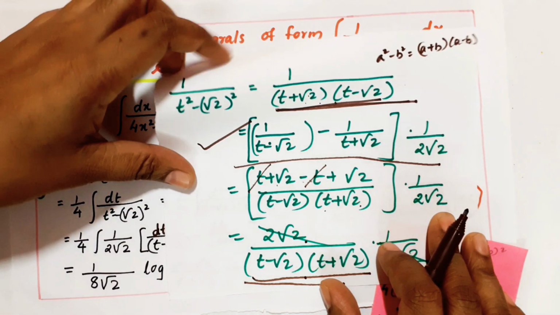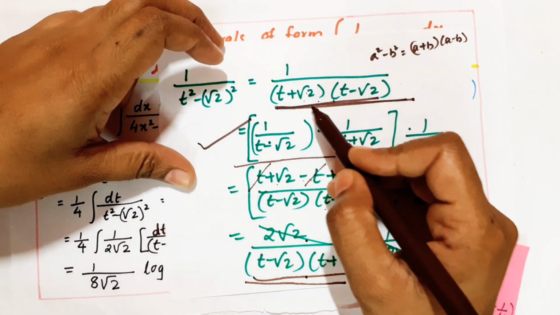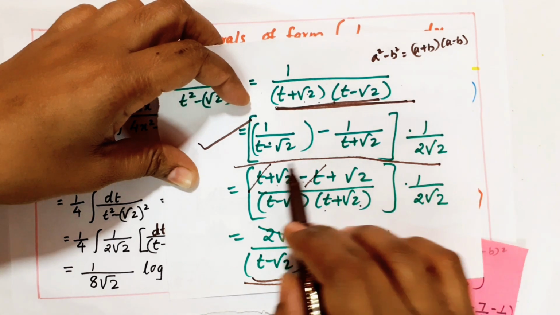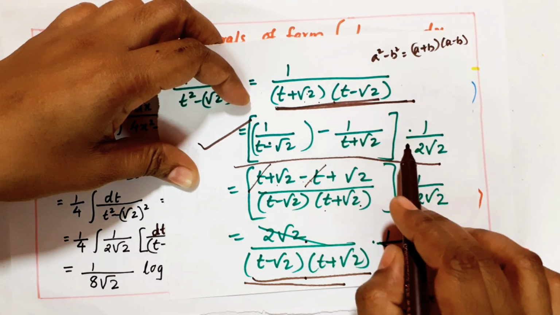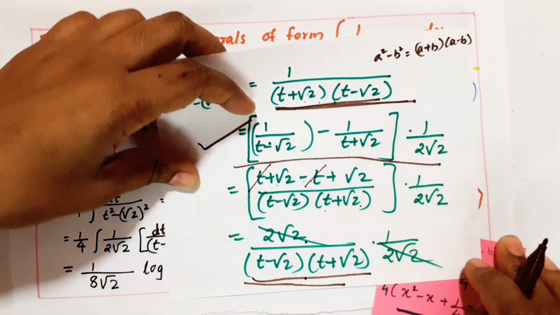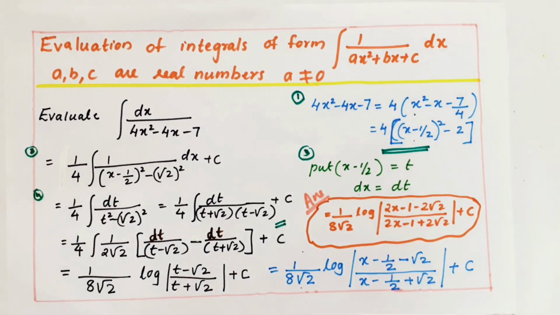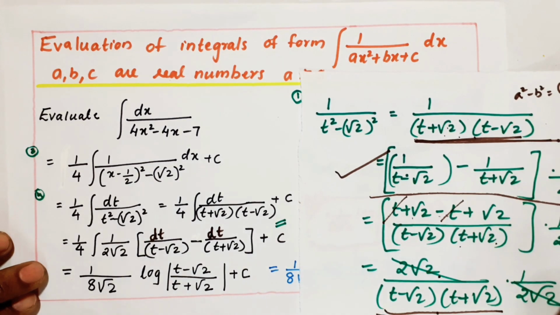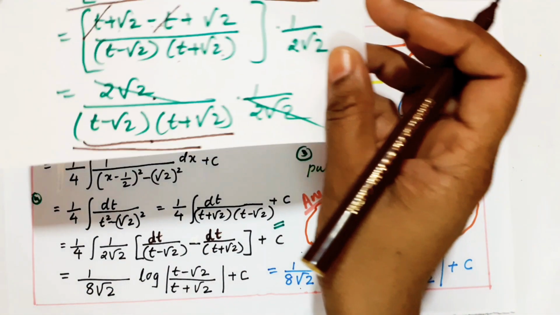So I can write 1 by (t plus root 2) into (t minus root 2) as 1 by (t minus root 2) minus 1 by (t plus root 2), into 1 by 2 root 2. So now you come back to our step. What we are doing? This step, okay.